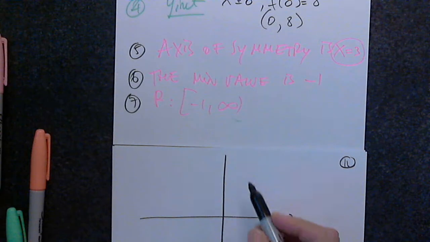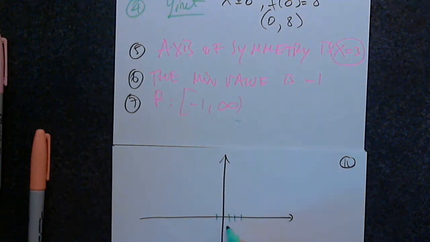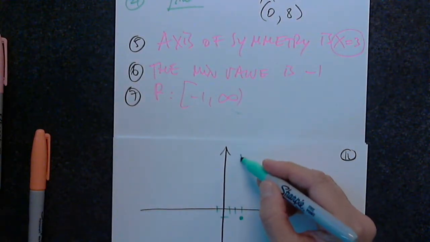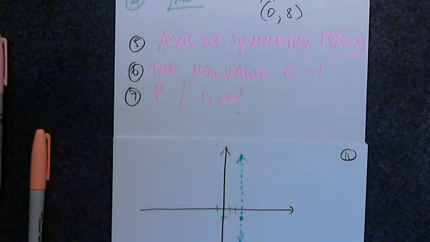We always start with the vertex, which is 3, negative 1. I'll get it correctly eventually. We have to draw the axis of symmetry, which is a dotted line. It's not part of the graph, but it has to be graphed.